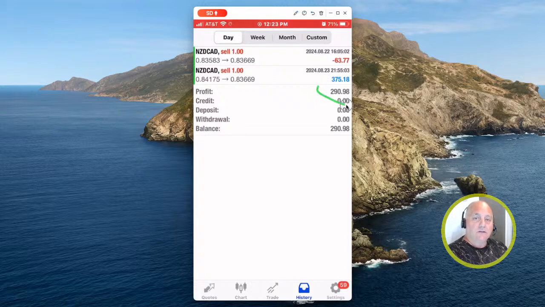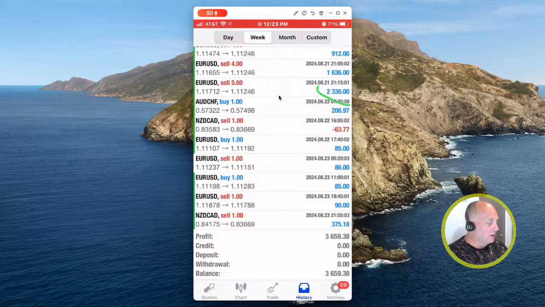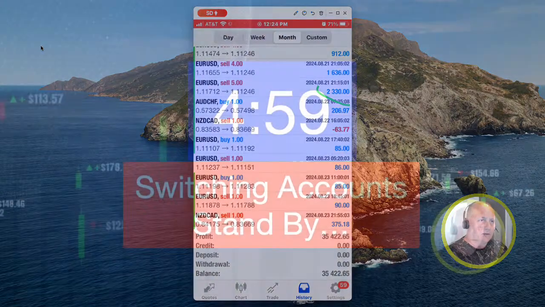And I probably wasn't showing the screen here because I'm over here talking, but you get to see $290 in net profit overnight. For the week, $3,659, and then for the month, $35,000. So that's the 10 pip hybrid. Really nothing to see there other than hearing what my numbers were.